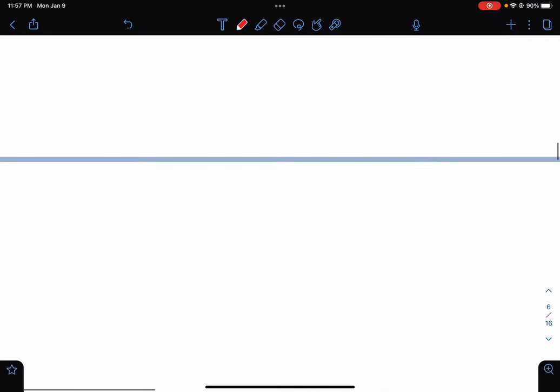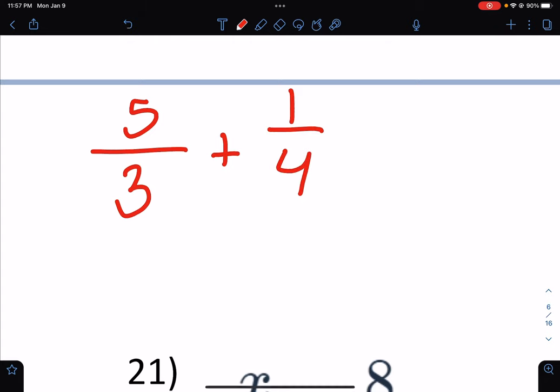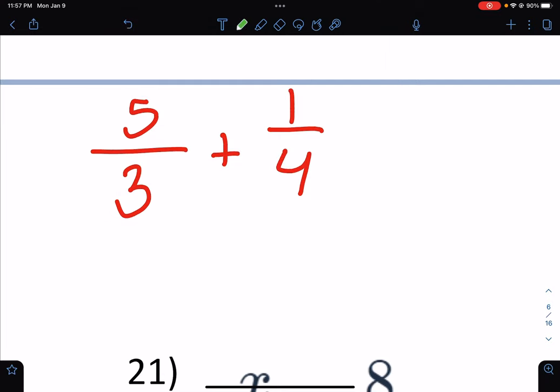So let me just give you an easy example here. Let's say I gave you 5 thirds plus 1/4. If I told you to do this in your head, without a calculator, you would need to get a common denominator, which means that you would need to get the bottom to be the same. Now you can make equivalent fractions by multiplying the top and the bottom by the same value. That's essentially multiplying by 1.